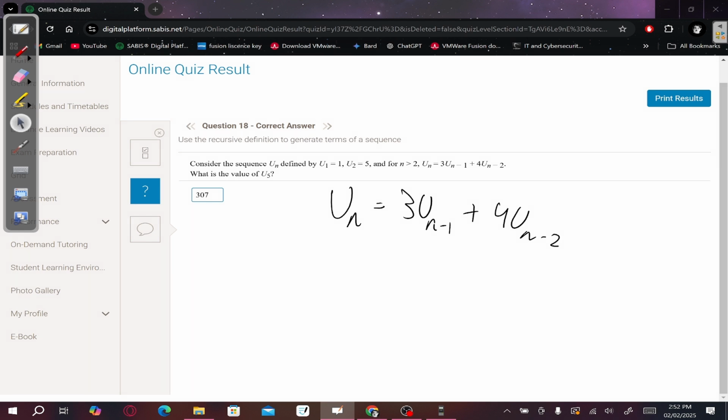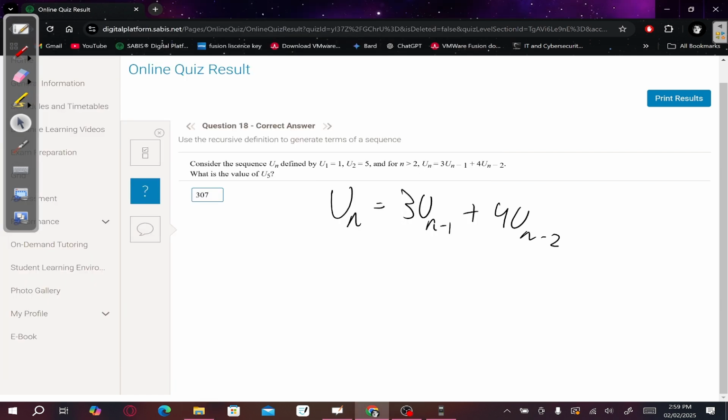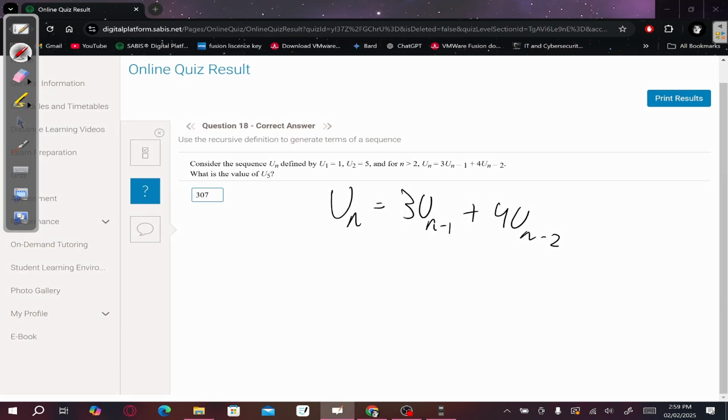Now, before I start, let me just pause for a sec. Okay, so now we found u1 and u2. We want u5. So we're going to approach this sequentially. We're going to find u3, then u4, then u5. That's the only way you can do it.